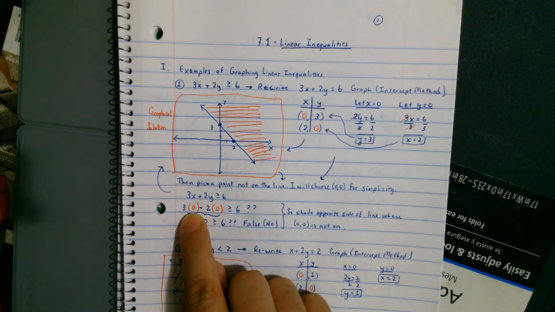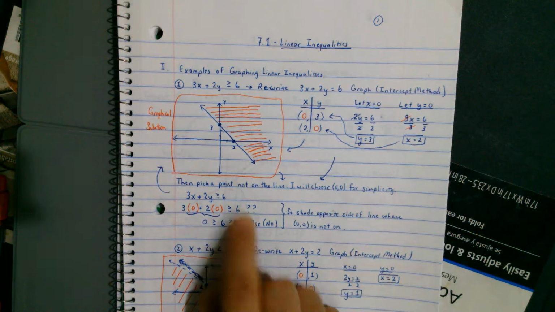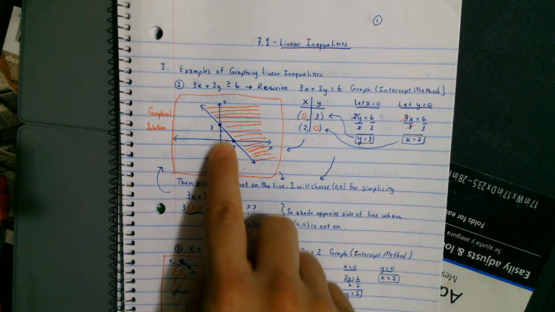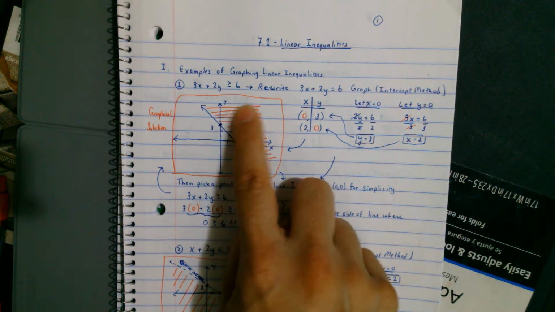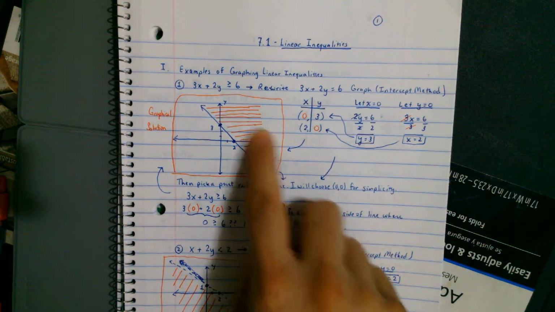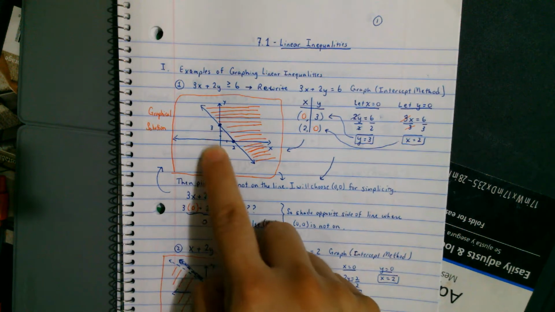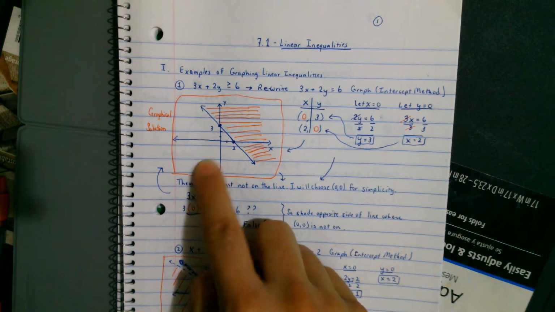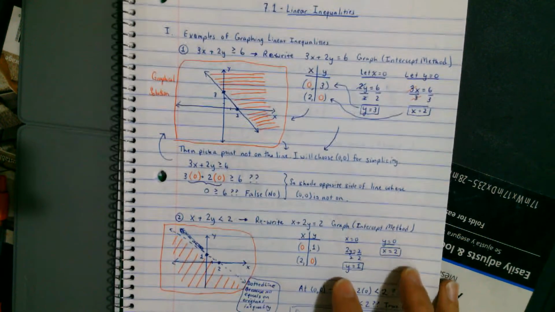If you put 0 for x and 0 for y, the left side is 0. 0 is not greater than or equal to 6. So everything over here is false, which means everything on this side has to be true. So these are the answers, and we shade on this side. Had this been true, we'd shade on this side. It just depends. If it's true, you shade on that side. If it's false, you shade on the other side. That's all there is to it.